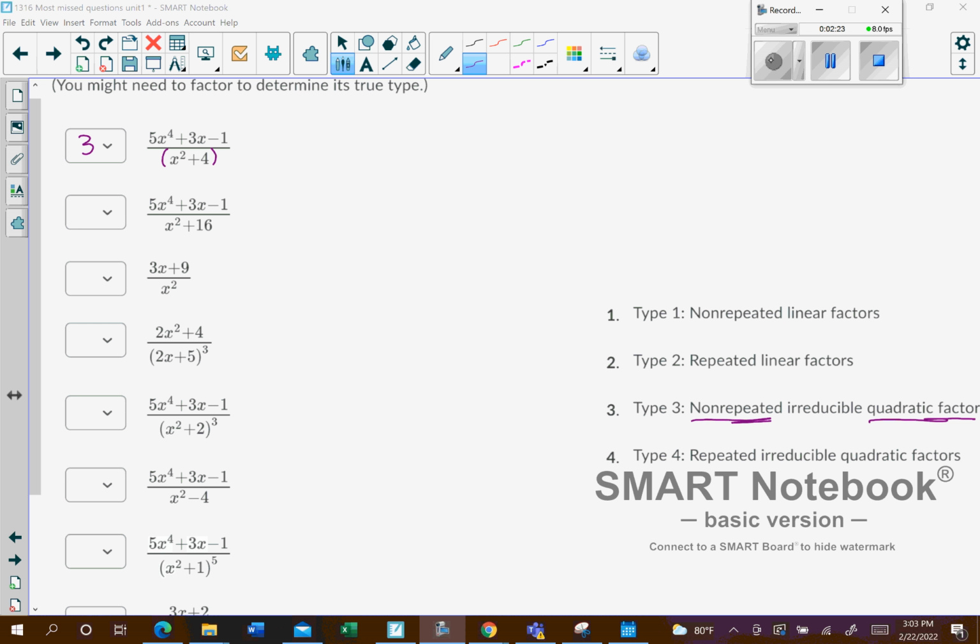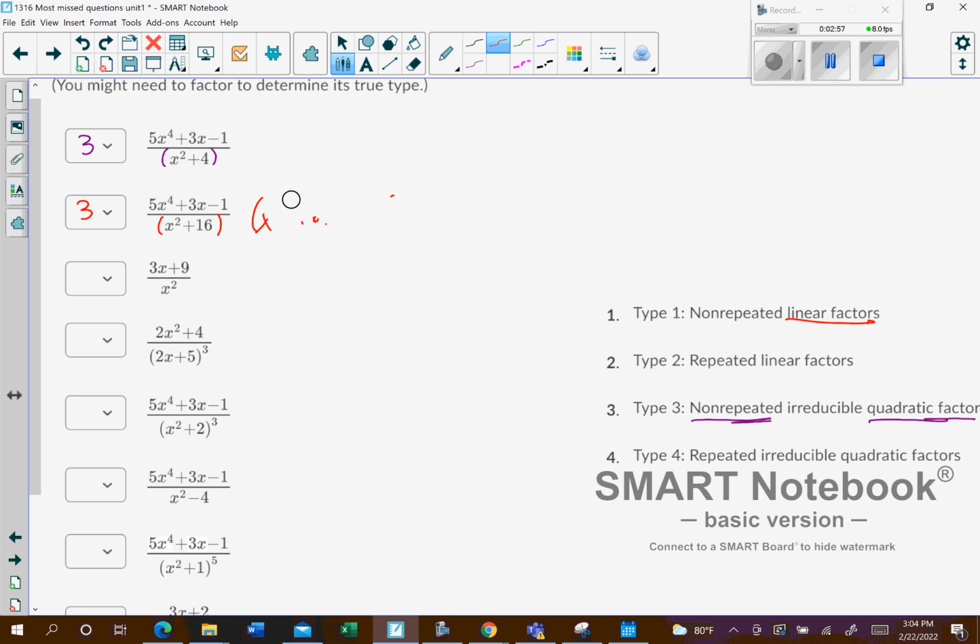Okay, and the next one's kind of boring because it's pretty much the same problem. If you look here, you can't factor it, so it's just going to stay there. So it's a non-repeated irreducible quadratic factor, so that's a 3 also. Now, just being the devil's advocate real quick, if it would have been x squared minus 16, and then we could have factored that into x plus 4, x minus 4, then it actually would have fallen into the non-repeated linear factors, but I couldn't do that.